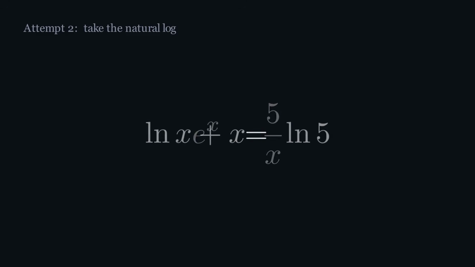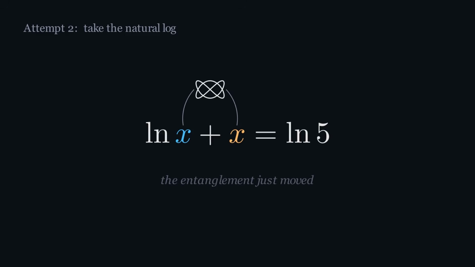Attempt 2. Take the natural log of both sides. The log of a product splits apart, so I get log of x plus x equals log of 5. Wait, look at that. The logarithm didn't free x, it just moved the entanglement. Now x is trapped inside a log and also standing alone outside it. Same disease, new symptoms.